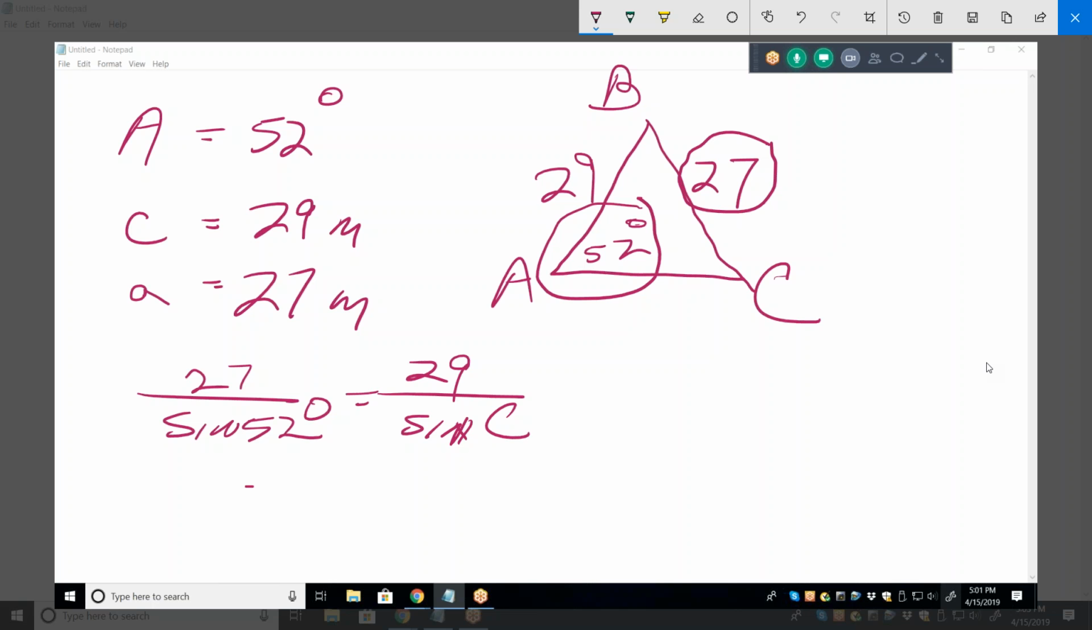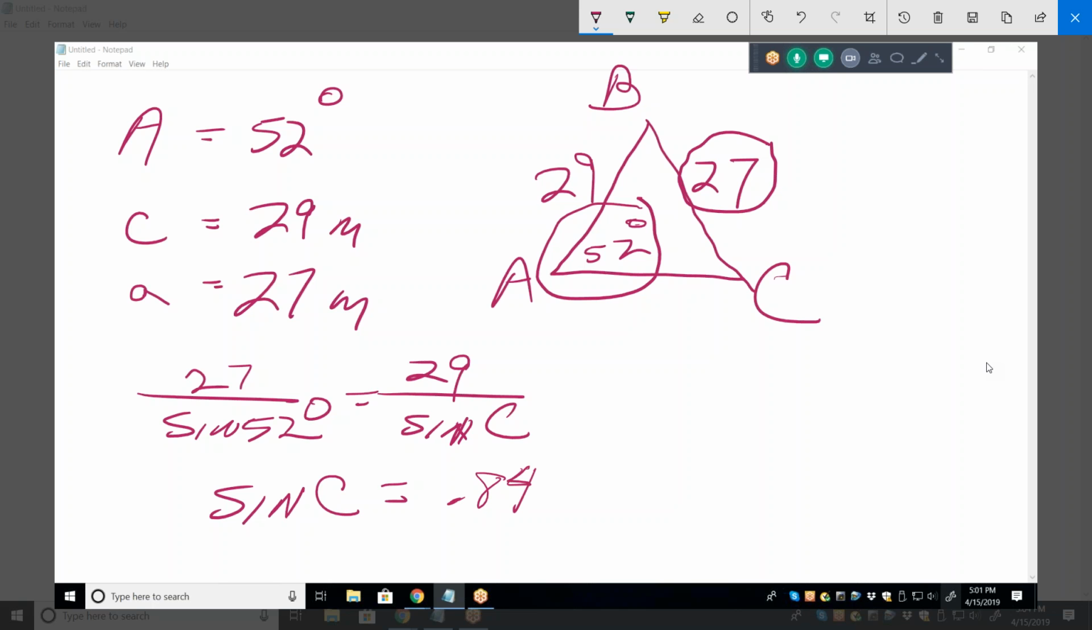What do you get for the sine of c? I'm assuming you know how to solve that. Yeah. Okay, what's the sine of c? Not c, but what's the sine of c equal to? 0.84. What would it mean if that number was greater than 1? There couldn't be a triangle.